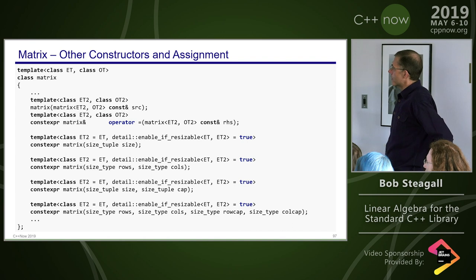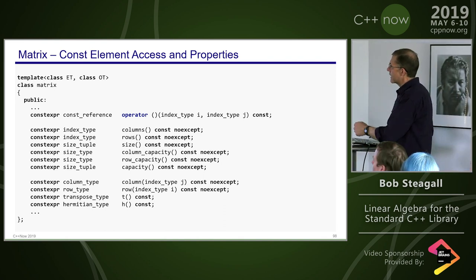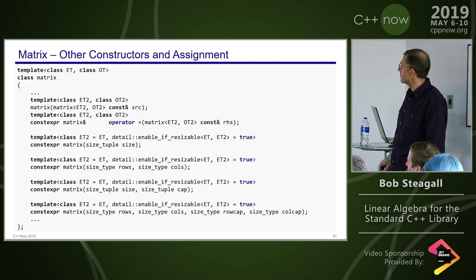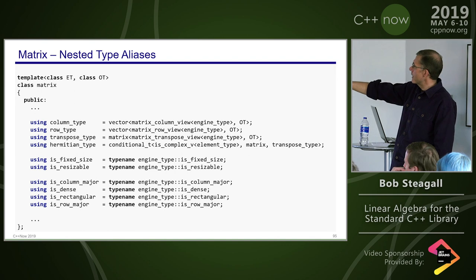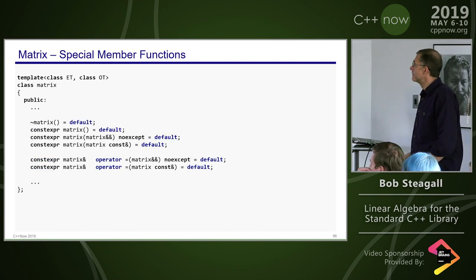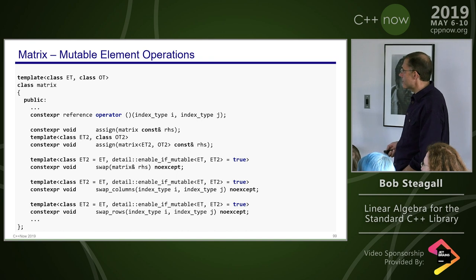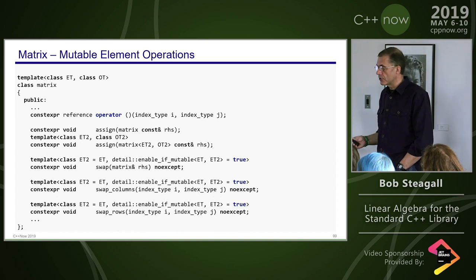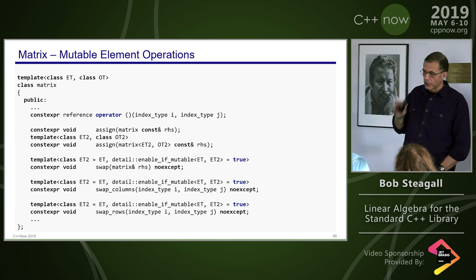And here again, we're sphene-ing out the constructors that have to do with resizability. We have the const element access. We have here at the bottom, we're seeing the use of the view types for column and row. Remember that column type is a vector which is based on a matrix column view, and row type is a vector whose engine is a matrix row view. Then our element mutating operations, and some of those are sphene'd out if the underlying engine type does not allow mutable access, like for a matrix that's instantiated in terms of a transpose type, because the transpose type represents a const view of a matrix.